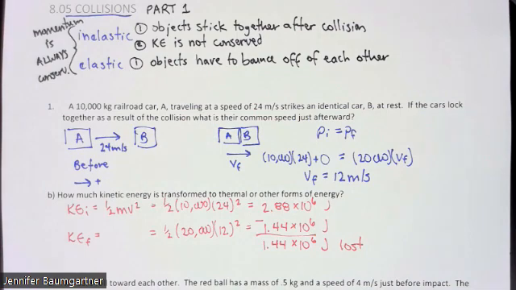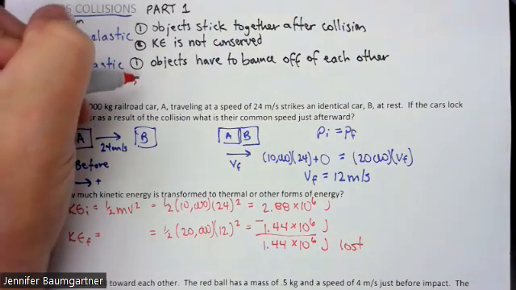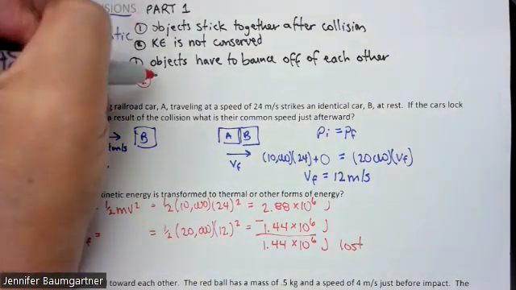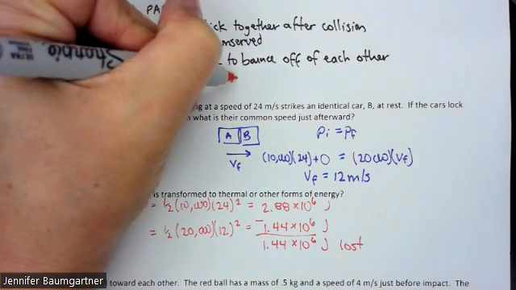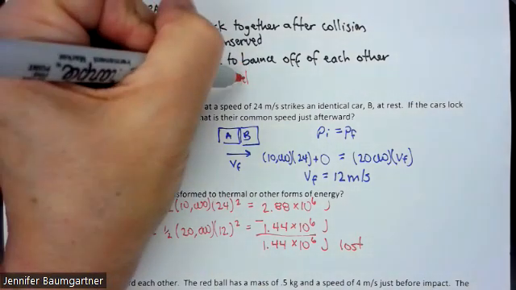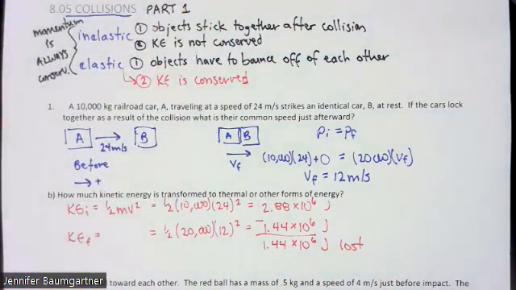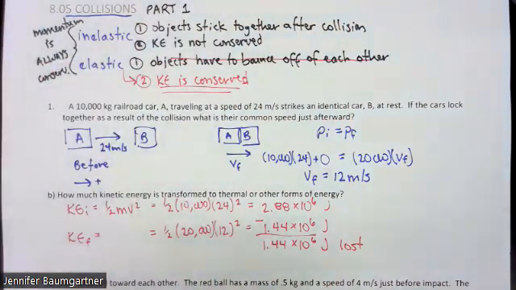Objects have to bounce off of each other. This is where you have to use caution, because you can have this scenario where they bounce off each other, but it's not elastic. So to determine if it's elastic, you have to look at kinetic energy. You can't just rely on the bounce. You have to calculate your kinetic energy.